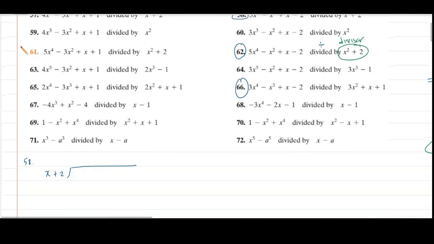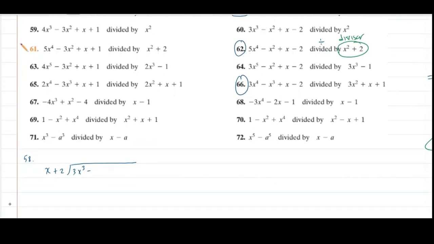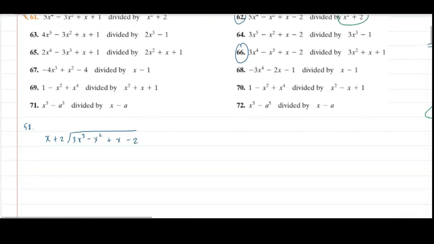So 3x cubed minus x squared plus x minus 2, right? So let's go ahead and get started with this. The first step in dividing polynomials is you basically take the x that you see out here, and you divide it into 3x cubed, all right?